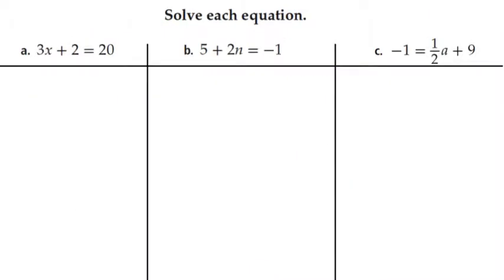Here are 3 for you to try, two-step equations. Go ahead and pause the video, and we'll work through these together when you come back. All right, let's take a look at what you found.